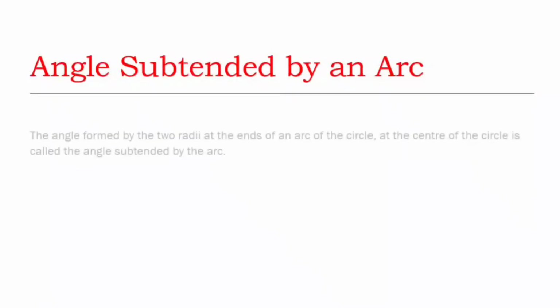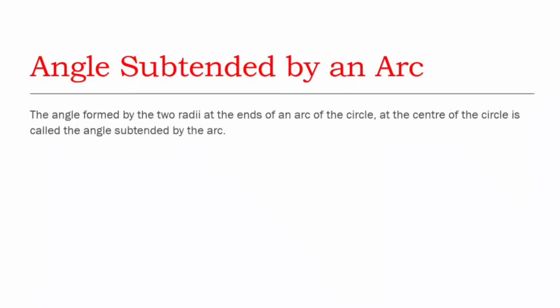Next is angle subtended by an arc. The angle formed by two radii at the end of an arc of the circle at the center of the circle is called the angle subtended by the arc. Now this is a circle, the center of the circle, the radius of the circle, this is the other radius of the circle. This angle made by two radii is called the angle subtended by an arc.